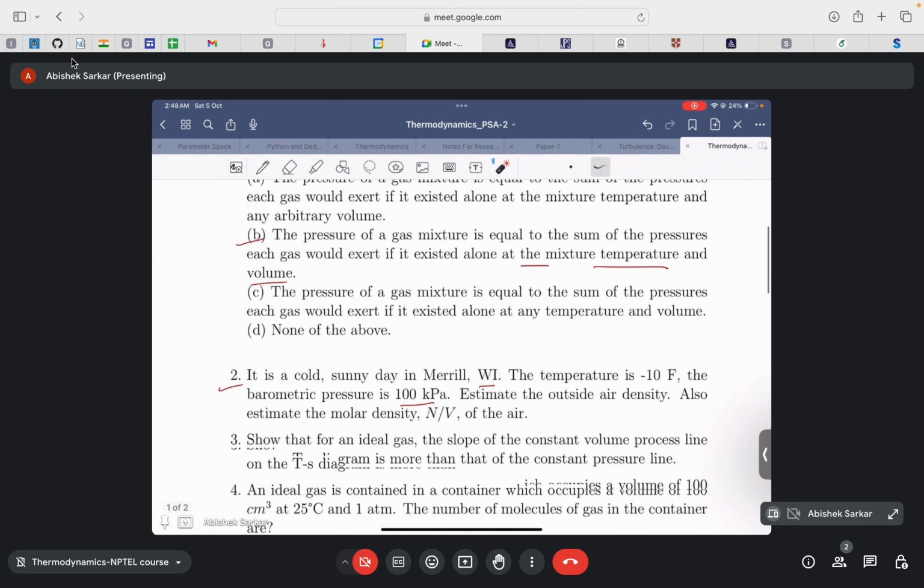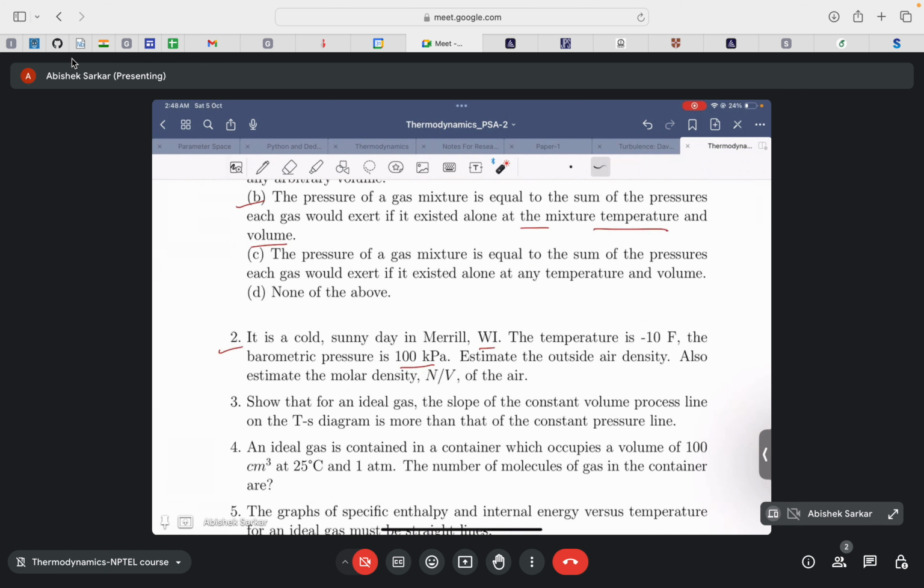Second question: let me just clarify what that means. Merrill, Wisconsin. It doesn't matter, just as general knowledge, it's a short form notation for Wisconsin, a US state. It is a cold sunny day in Merrill, Wisconsin. The temperature is minus 10 Fahrenheit. The barometric pressure is 100 kilopascal. Estimate the outside air density and also estimate the molar density n by V of the air.